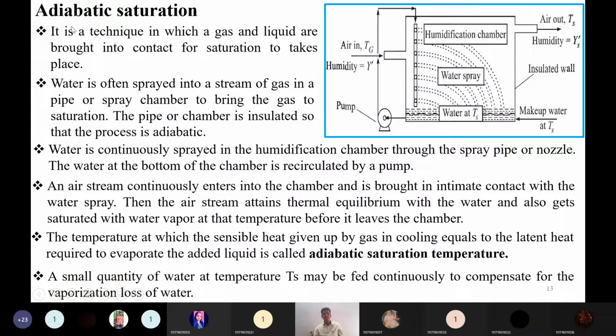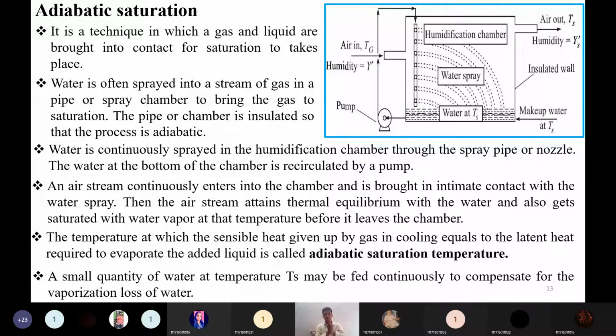Then the next topic is adiabatic saturation. So what is adiabatic saturation? The humidification process is the addition of water vapor to the surrounding gas or air. When you perform this humidification process under adiabatic conditions, it means there is no heat exchange between the surrounding and the system, so the system is completely insulated.